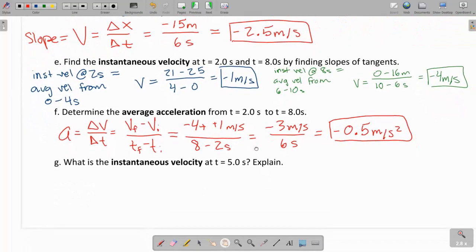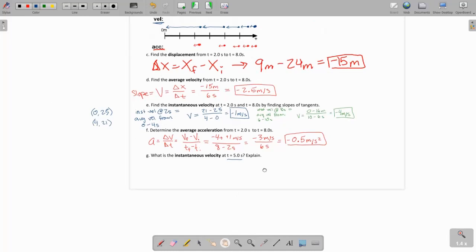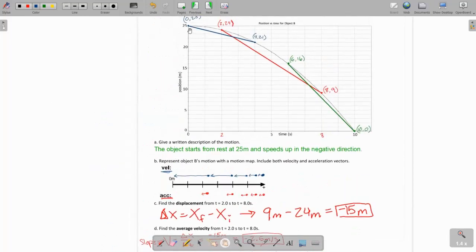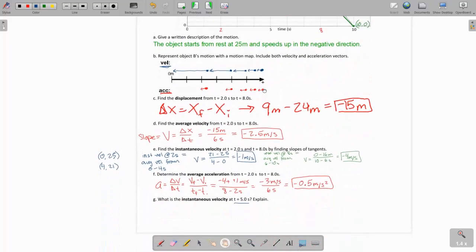Now, last question. It says instantaneous velocity at 5 seconds. So you could do this the long way, which would be to come back up here to the graph and calculate the slope from, say, 0 to 10 seconds, where 5 is in the middle, or from 4 to 6 seconds. Or you could just remember that we already calculated the average velocity from 2 to 8 seconds, and 5 seconds happens to be in the middle of that.